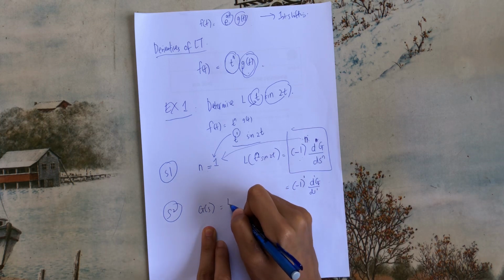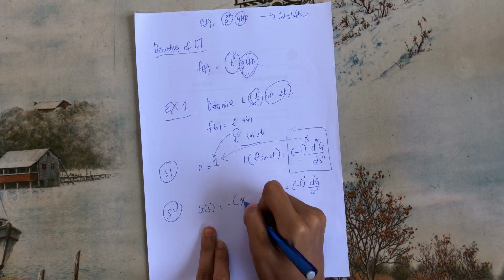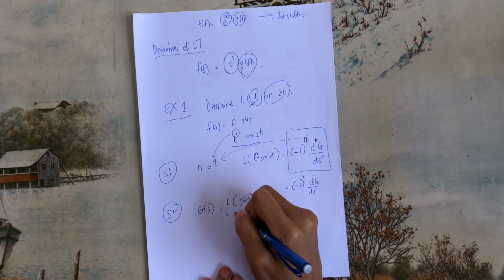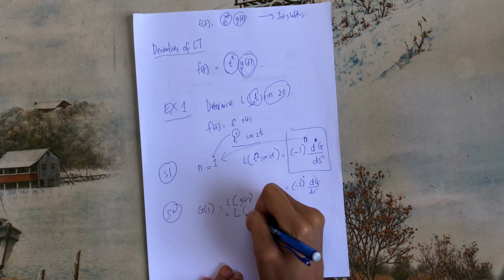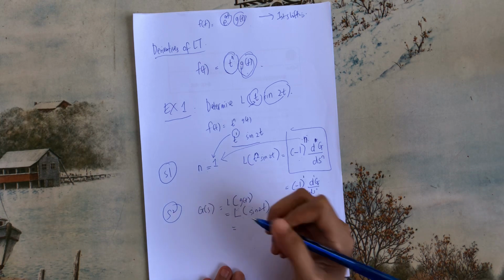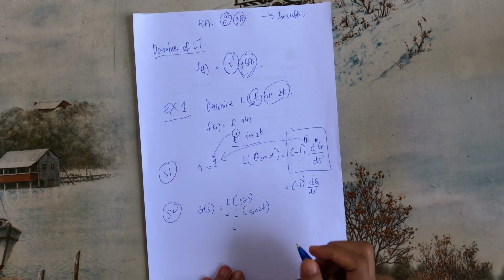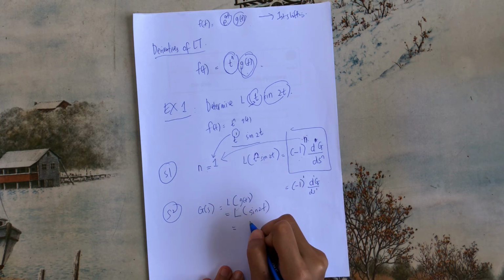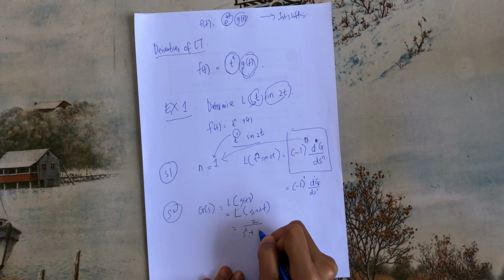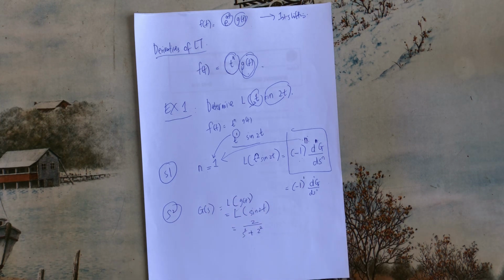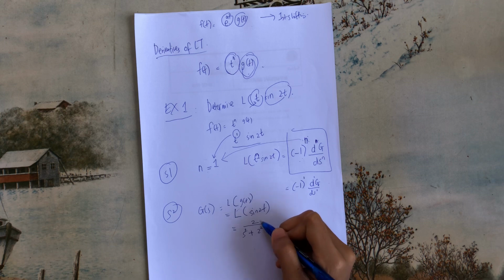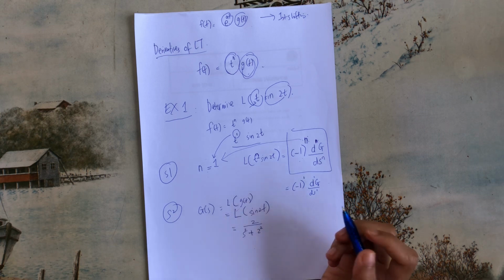Okay, G(s) is the Laplace transform for g(t). Alright, we do the same thing again, right? Same thing. So Laplace transform for g(t), your g(t) is sin 2t. By referring to your table, sin 2t is given by a over s squared plus a squared. Okay, so this is the answer for G(s).